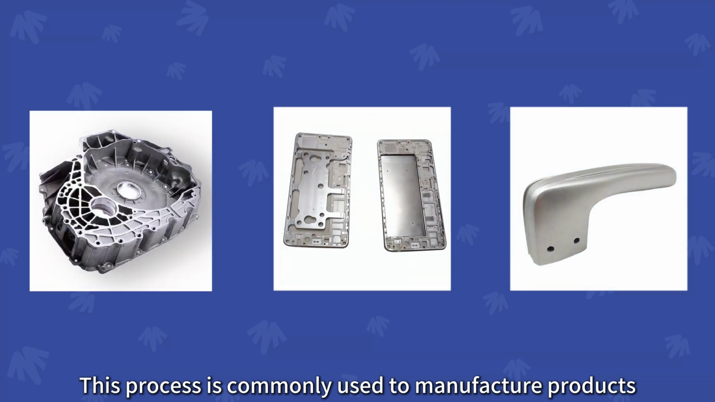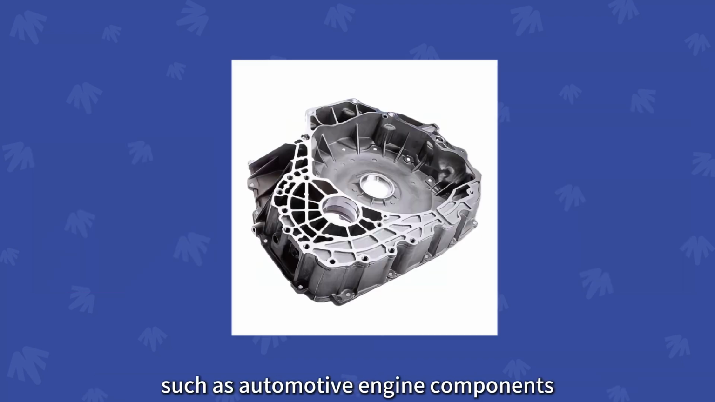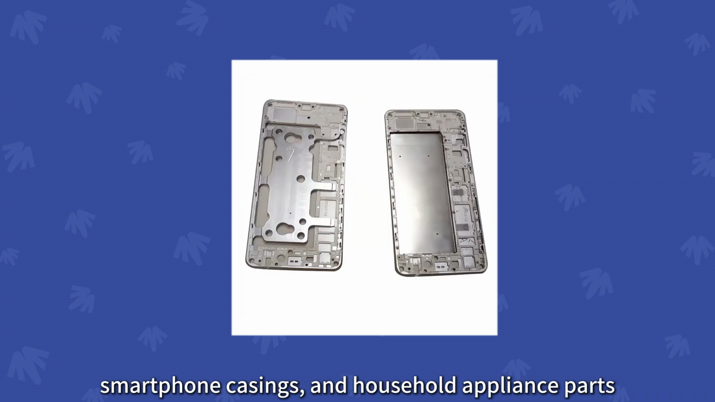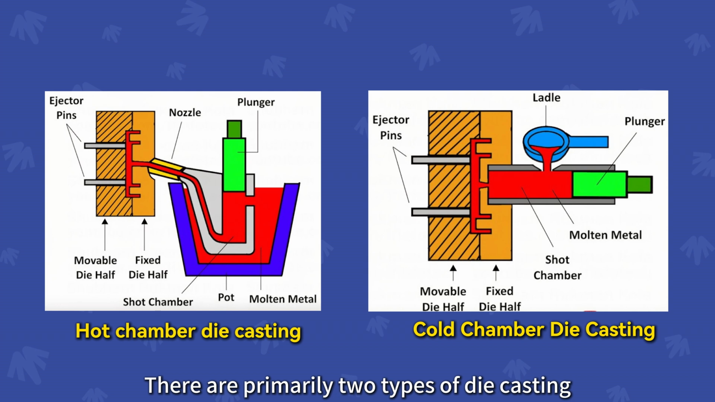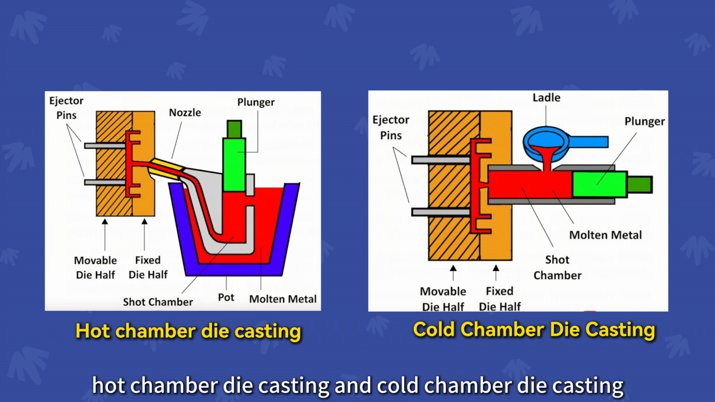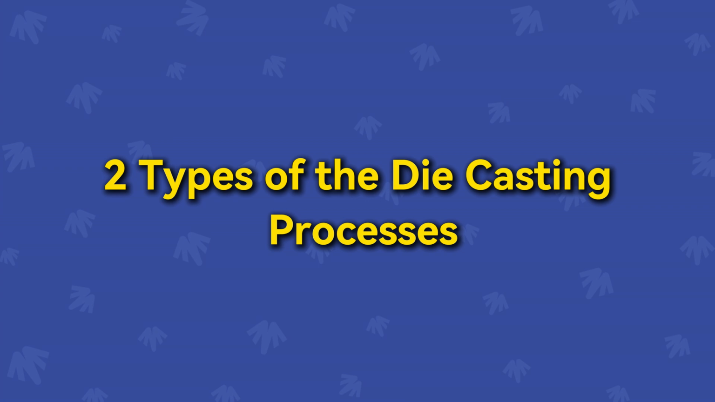This process is commonly used to manufacture products with intricate shapes and precise dimensions, such as automotive engine components, smartphone casings, and household appliance parts. There are primarily two types of die casting: hot chamber die casting and cold chamber die casting. The choice between them depends on the material properties. Two types of die casting processes.